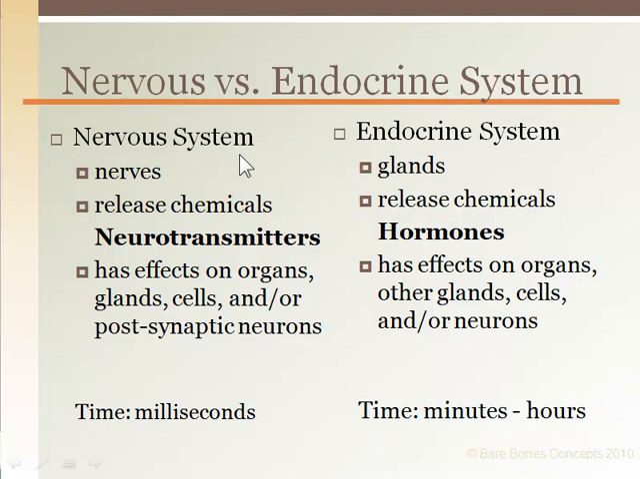The nervous system and endocrine system are both communication systems within our body, but they differ in a number of ways. The nervous system uses nerves instead of hormones. The nervous system is a hardwired system like a landline telephone. It only communicates with what it is directly connected to. This allows the nervous system to be much faster than the endocrine system. The endocrine system takes minutes to hours to work, while the nervous system is virtually instantaneous.